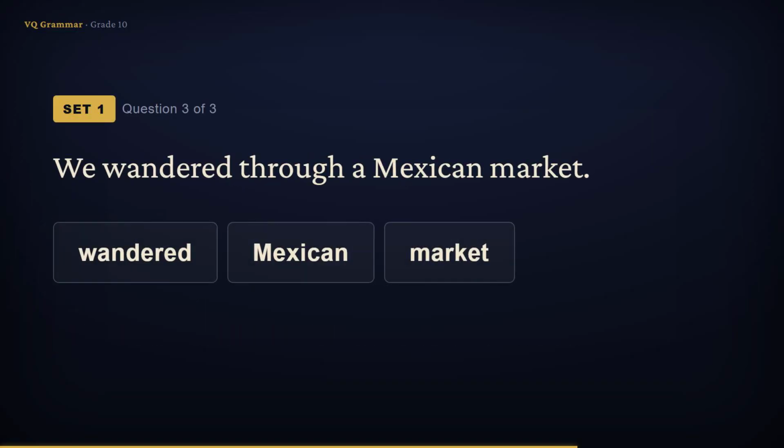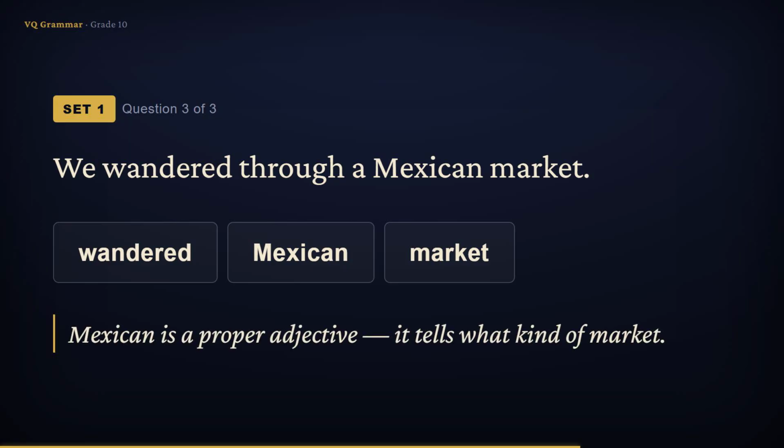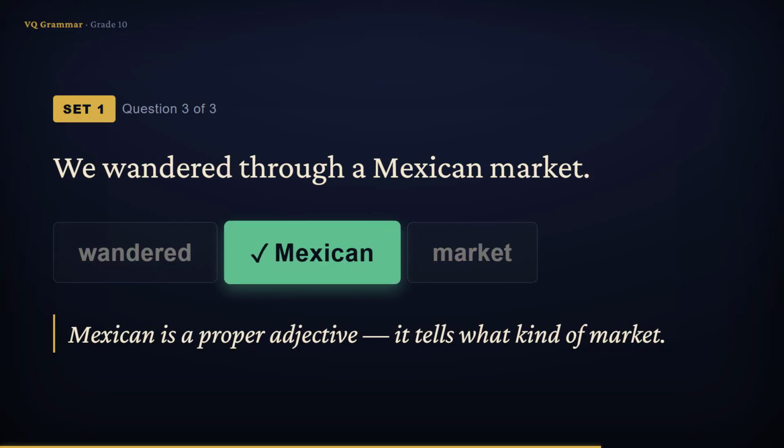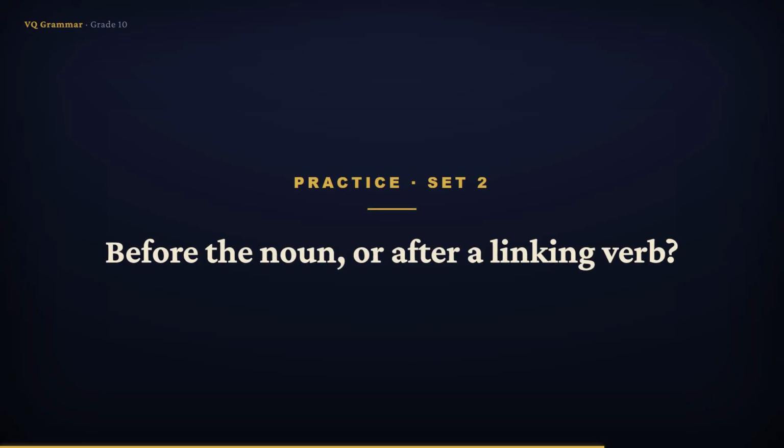We wandered through a Mexican market. Wandered is a verb, and market is the noun. So what kind of market was it? A Mexican one. A proper adjective grown from the name Mexico, capital letter and all. The answer is Mexican. In this second set, every sentence has an adjective.